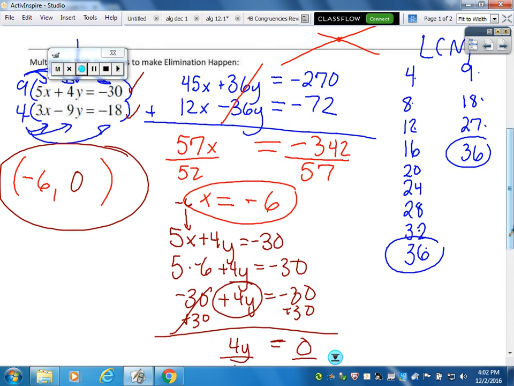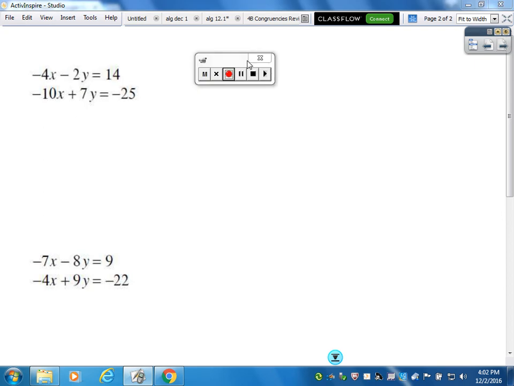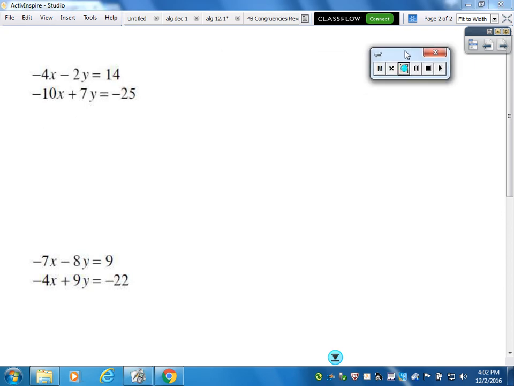We're on the back page of the notes now. There's not too many on these notes. You pretty much know how to do this. We're just adding one new step to it. And this one, I just want to show you that you don't always have to eliminate y first. You can eliminate x first as well.